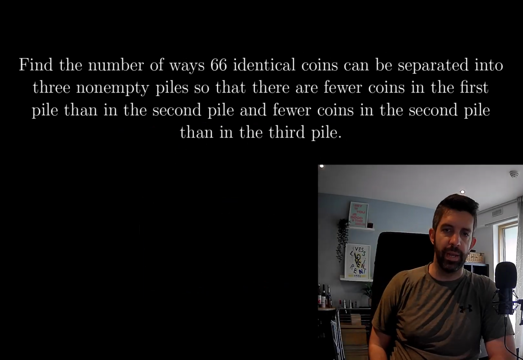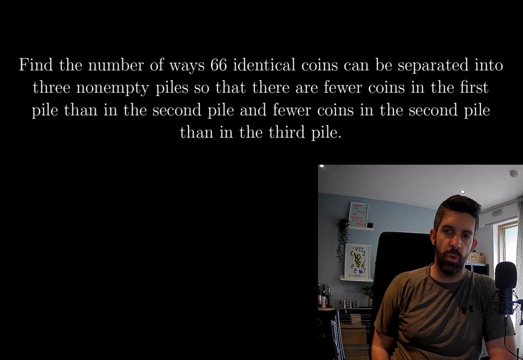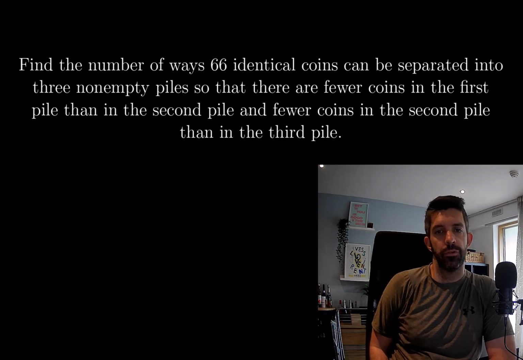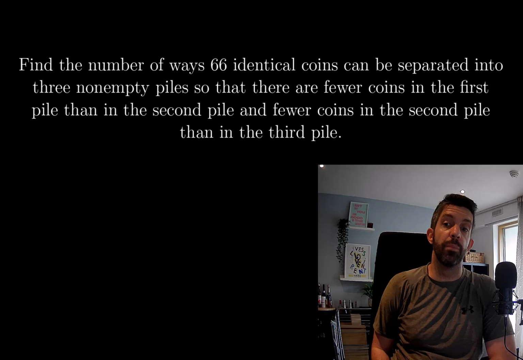Find the number of ways 66 identical coins can be separated into 3 non-empty piles so that there are fewer coins in the first pile than in the second pile, and fewer coins in the second pile than in the third pile.